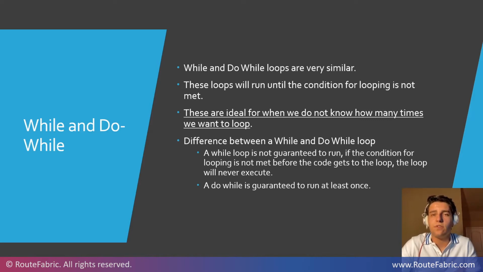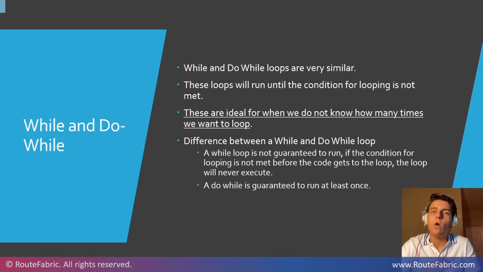I'll just touch on the differences between a while and a do while loop. A while loop is not guaranteed to run. What I mean by this is if the condition for looping is not met before the code gets to the loop, then the loop will never execute. Let's say you're doing a while loop based on user input, so you're saying while user input does not equal exit. Well, let's say you already set the value to exit somewhere else in your code, then that while loop is never going to run because the initial condition isn't met, not even once. Meanwhile, a do while loop is guaranteed to run at least once.